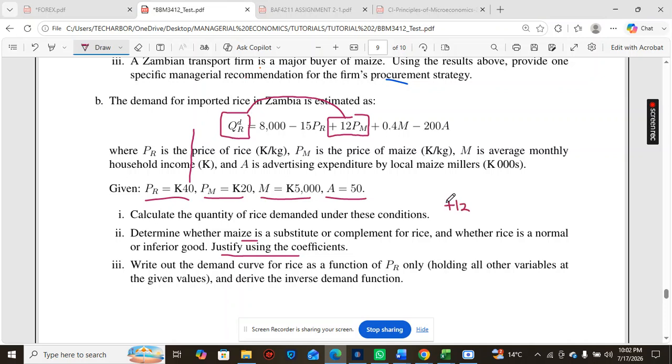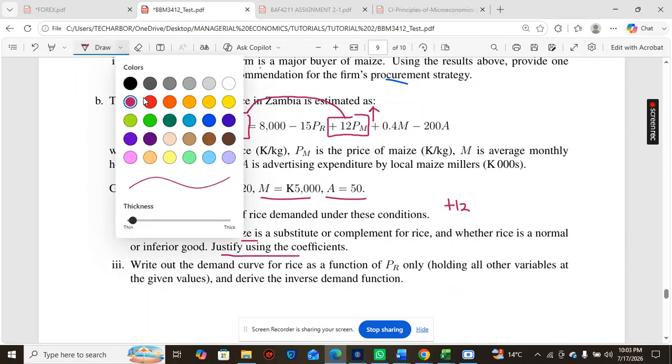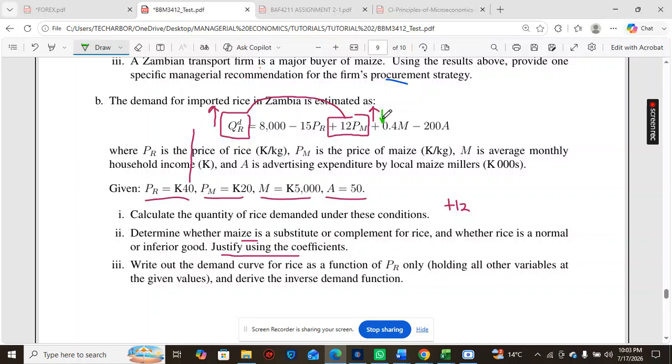The fact that the coefficient is positive tells us there is a positive relationship between these two goods. Meaning, if the price of maize increases, maize becomes expensive, and people substitute maize with rice. That's why the quantity demanded of rice is going to increase. And if the price of maize drops, maize becomes cheaper in relation to rice, so people substitute the rice and buy more maize. Therefore, quantity demanded of rice will drop. Because of our positive coefficient here, we say they are substitute goods. Rice and maize are substitute goods.